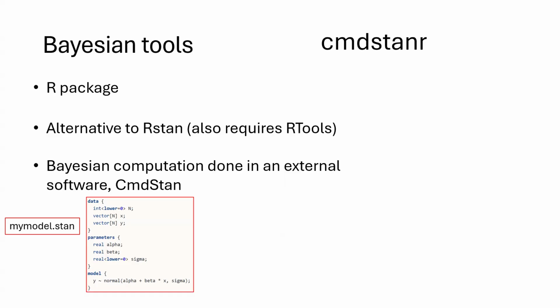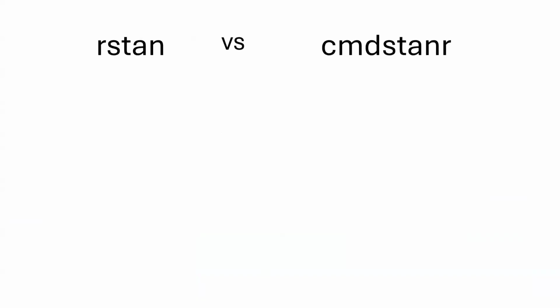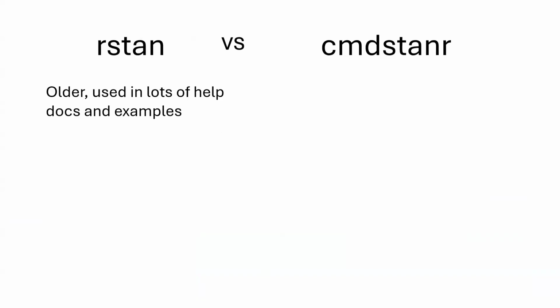You'll still write a model as a text file and then read it into R and run it through the R console. The syntax is a little different, but from the user experience, it's basically the same thing as Rstan, but what's happening under the hood is different. So just to go over the differences between these things, why we're even talking about them both.